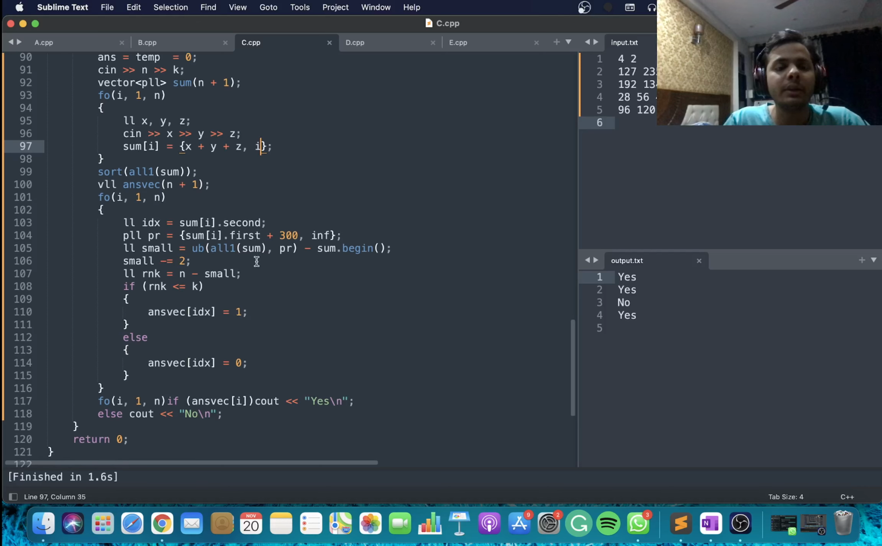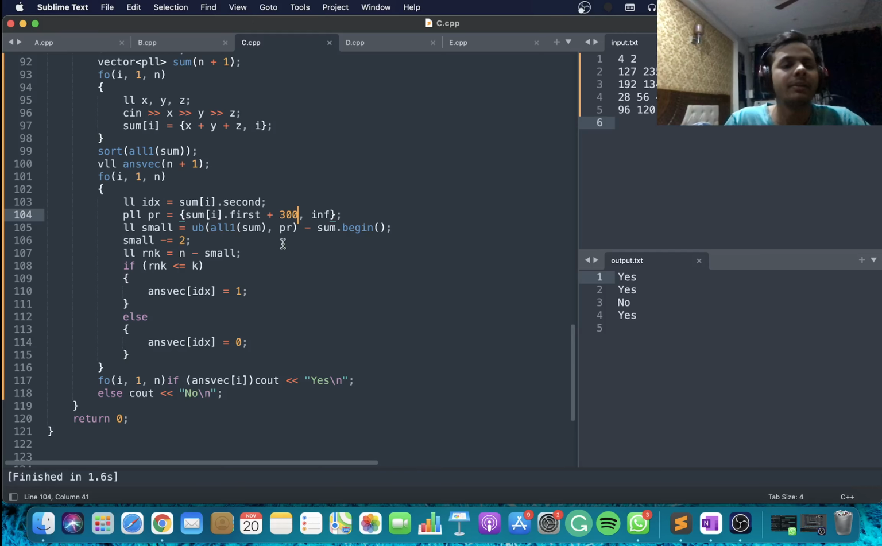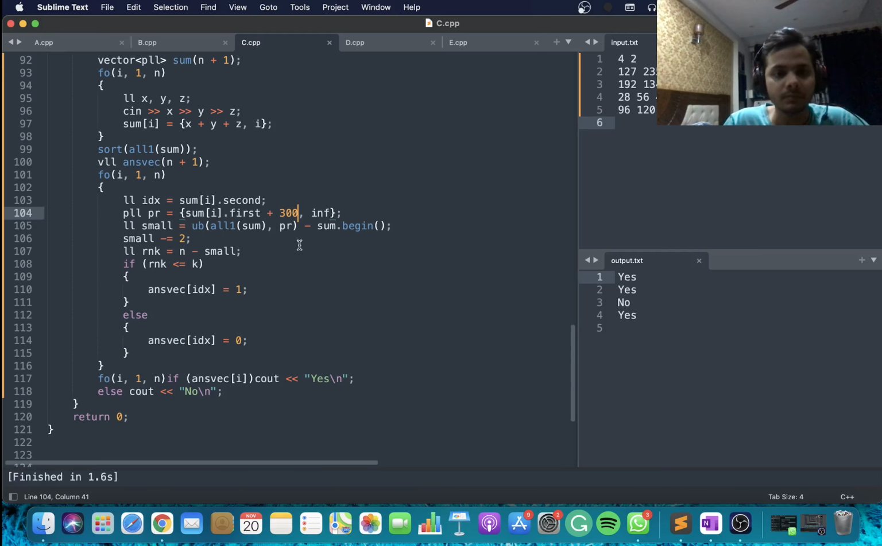And finally, I'm finding the total number of people who have scored strictly greater than me. I can do that by finding the number of people who have scored less than or equal to me, which is stored in this number small, and then subtracting small from n. So my final rank is going to be n minus small, where small is the upper bound for my score plus 300.